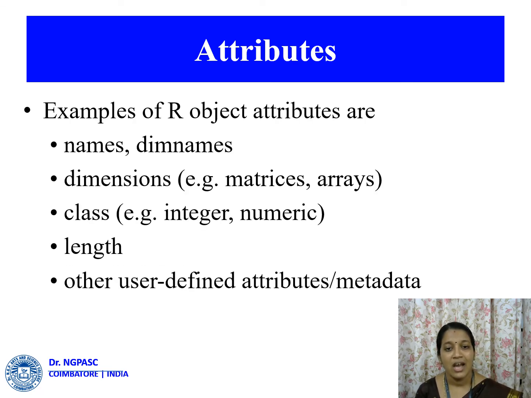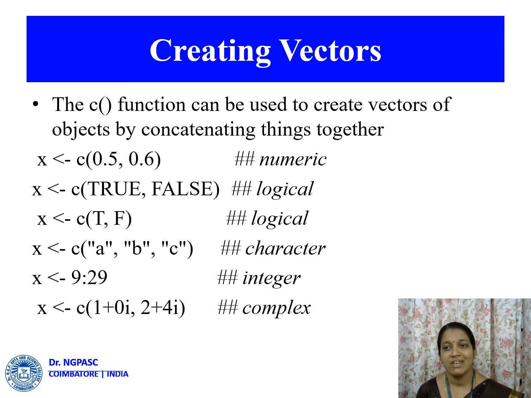Let us see some examples of attributes. You can give names and dimensions. In dimensions you can represent matrices, arrays, and classes like integer, numeric, and length, other user-defined attributes, and also metadata.